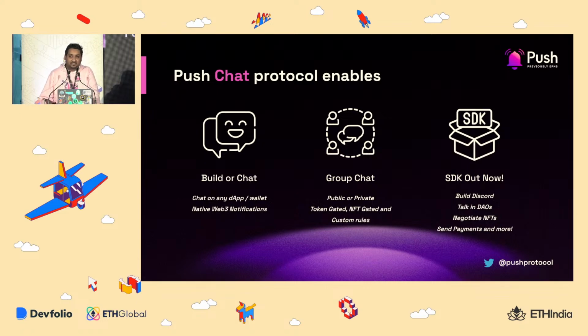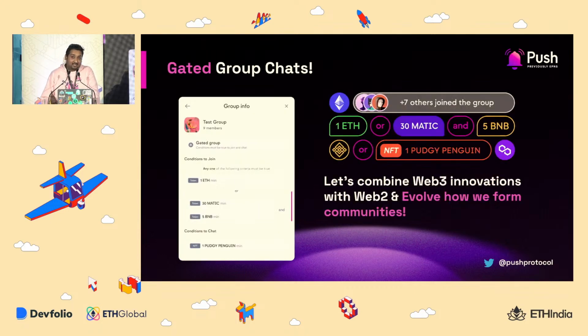Some of them are group chat, including token gated chat. That is something that is not done in Web3 or in any messaging platform. Other things is, of course, support chat. You can also use it to negotiate NFTs and so much more. Again, gated group chat is something that we are going to go into.